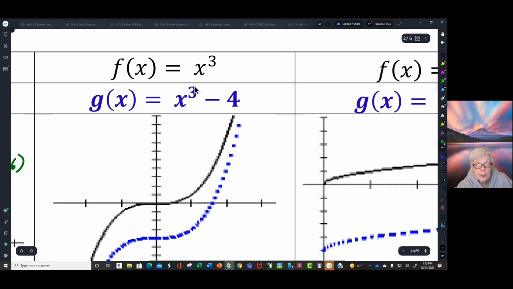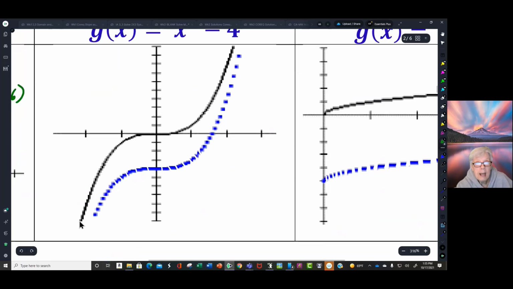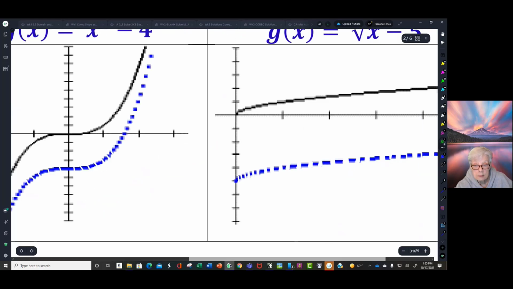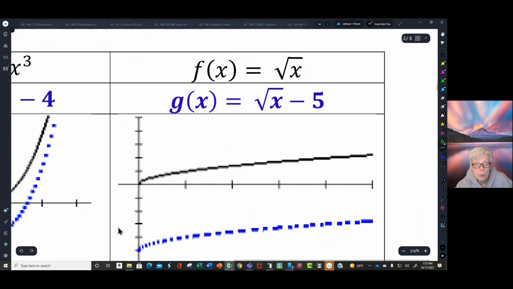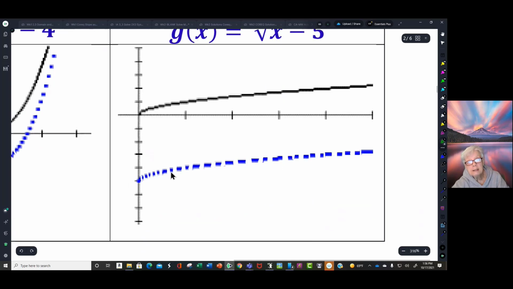Same thing for x to the third minus 4. All of these y coordinates have had 4 subtracted from them. And f of x equals the square root of x. All the y coordinates have had 5 subtracted from them, which has physically moved the graph down. And that's the only change.